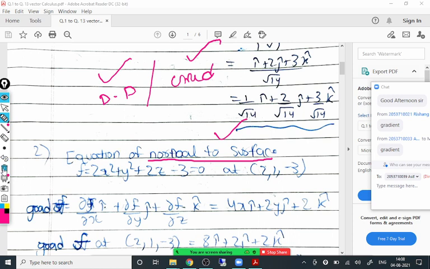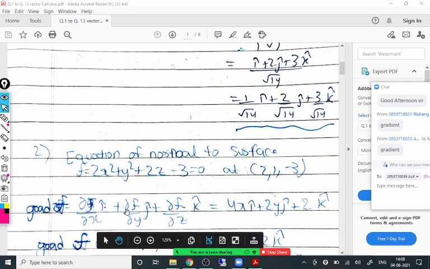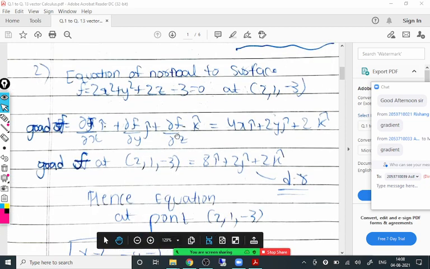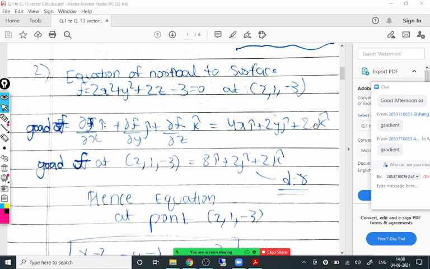That is the first identification. Now we want the gradient. The surface f is given, so we calculate del f, which is dou f by dou x i cap plus dou f by dou y j cap plus dou f by dou z k cap. This is the definition of the gradient at any point x y z. Here dou f by dou x is 4x, dou f by dou y is 2y j cap, and dou f by dou z is 2k cap. Yes, all these things are written correctly here.